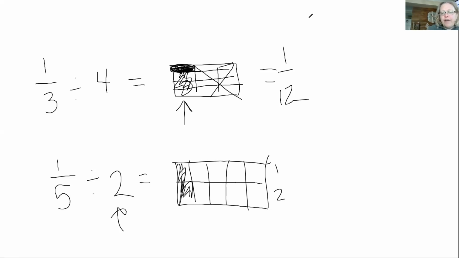But now if I divide that into 2, now I'm only going to look at this tiny piece right here that I'm circling multiple times. That actually is 1 out of 1, 2, 3, 4, 5, 6, 7, 8, 9, 10. So 1/5 divided by 2 is 1/10.